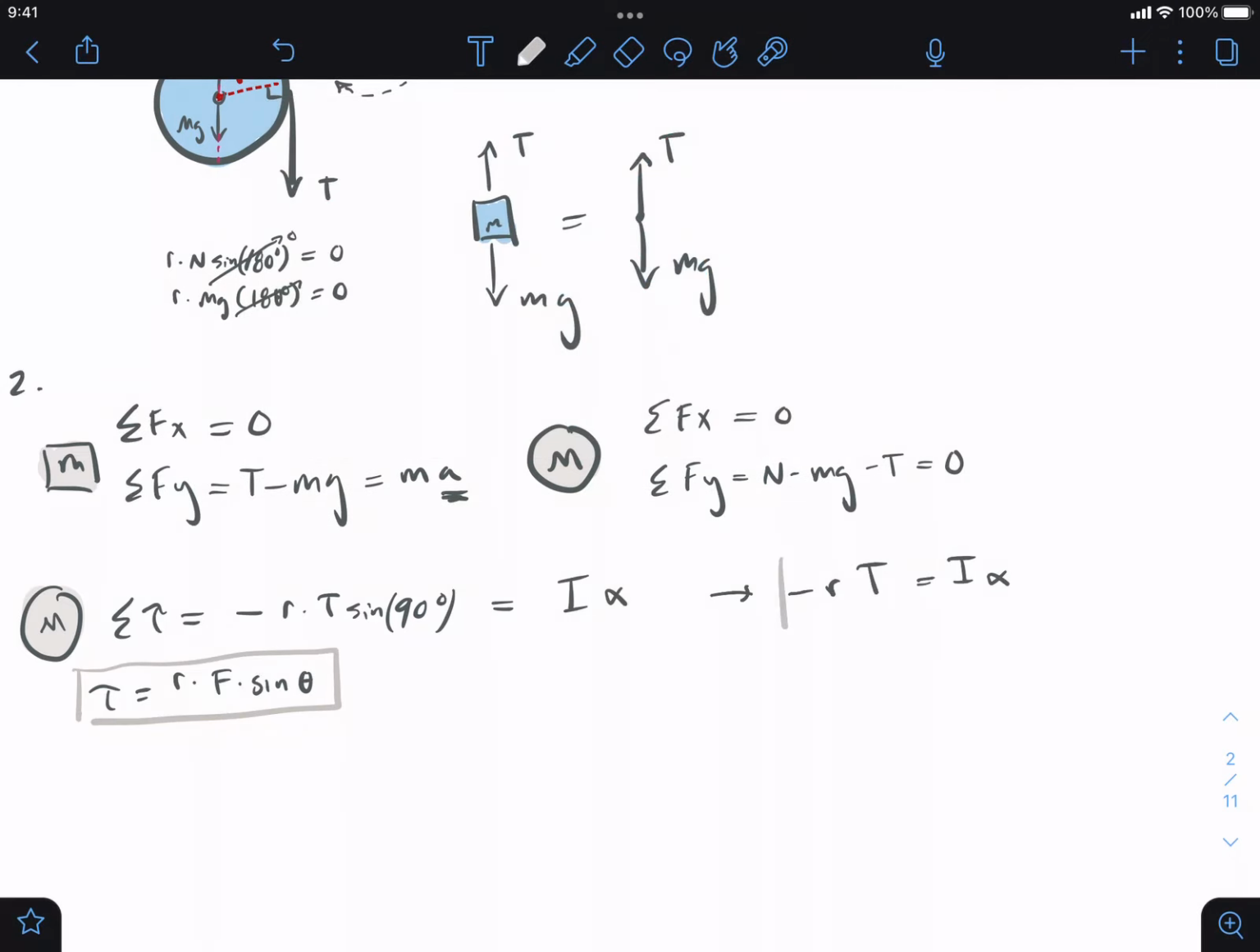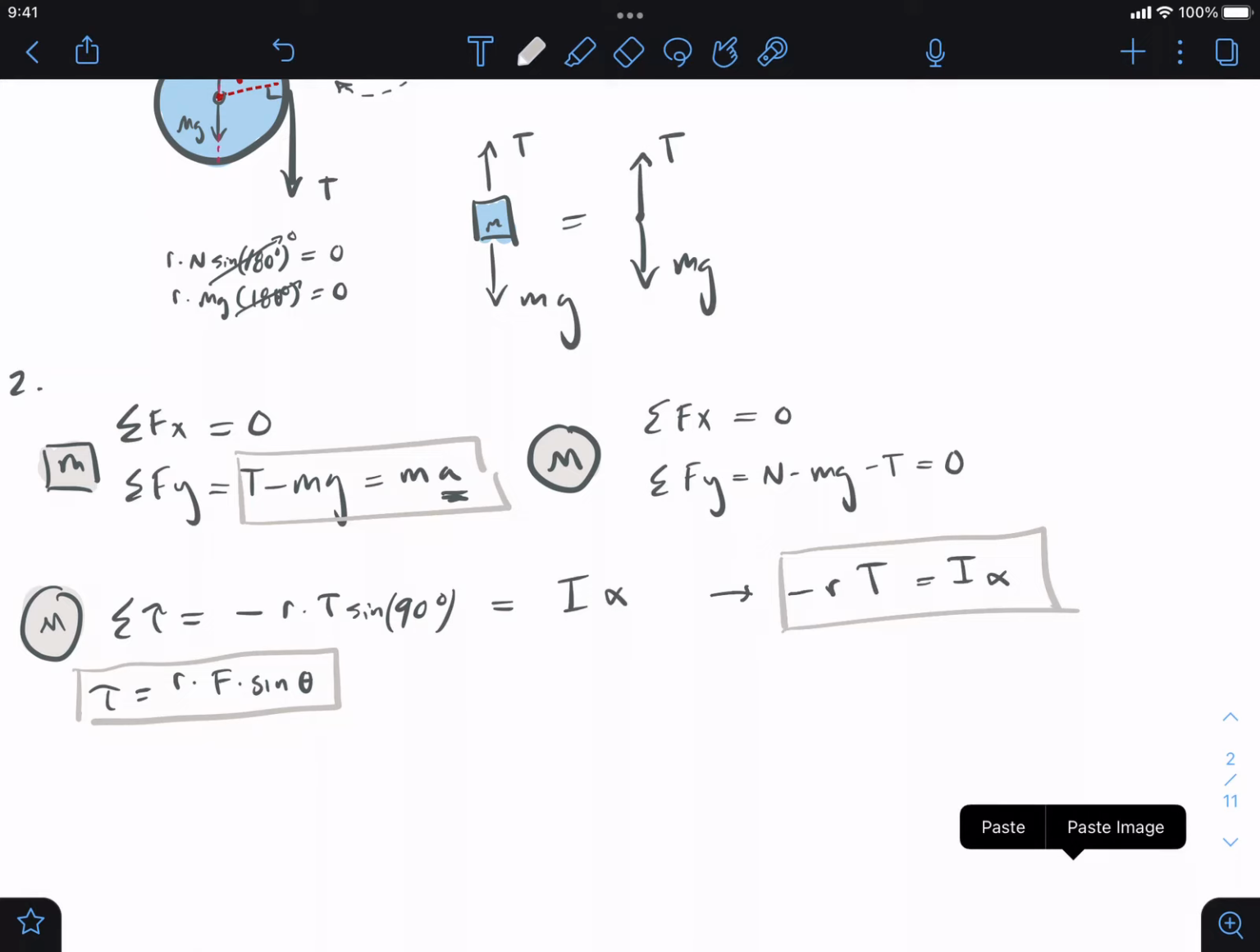Okay, so what else do I have where I could put these equations together? I have T here, I have T here, I have some unknowns. How could I simplify things a little bit here?